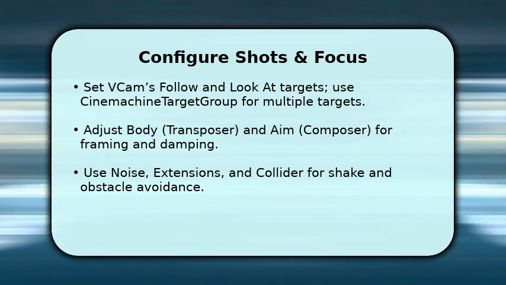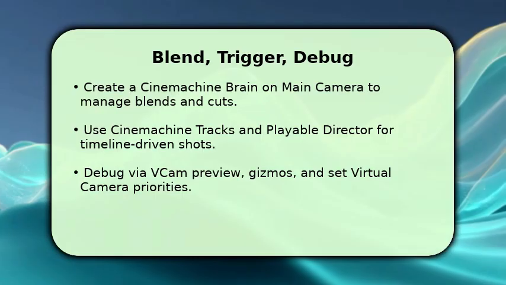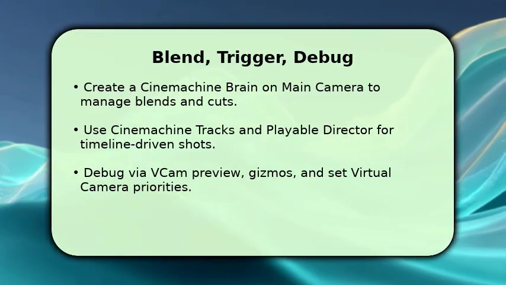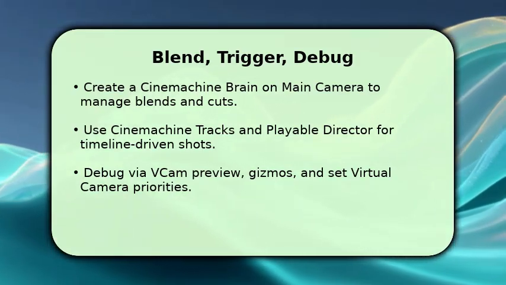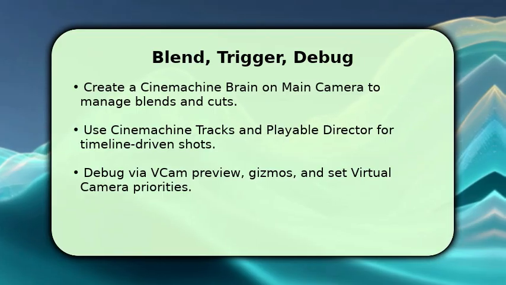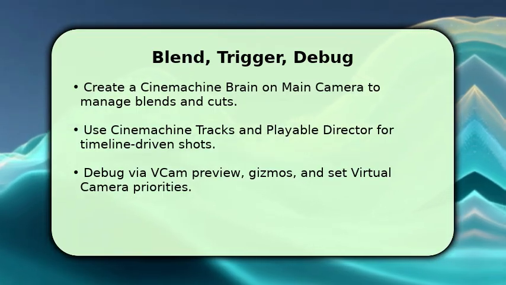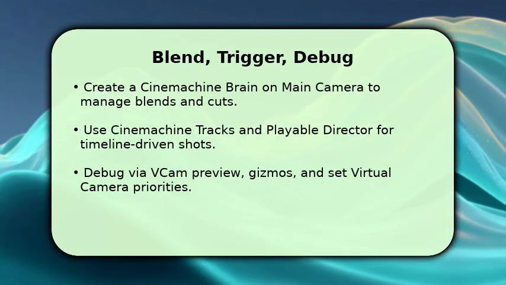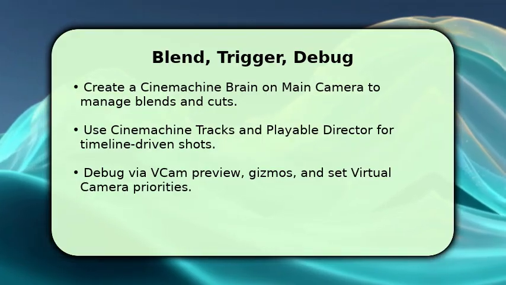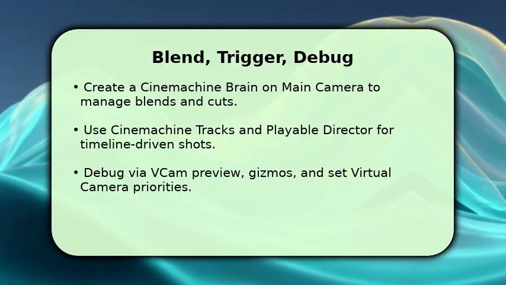Finish by blending cameras and triggering shots at runtime. Configure the Cinemachine brain on the main camera for blend curves and default cut behavior. Use virtual camera priorities and the timeline with Cinemachine tracks to sequence complex cuts and animated moves. You can also trigger V-cams by script for gameplay events.